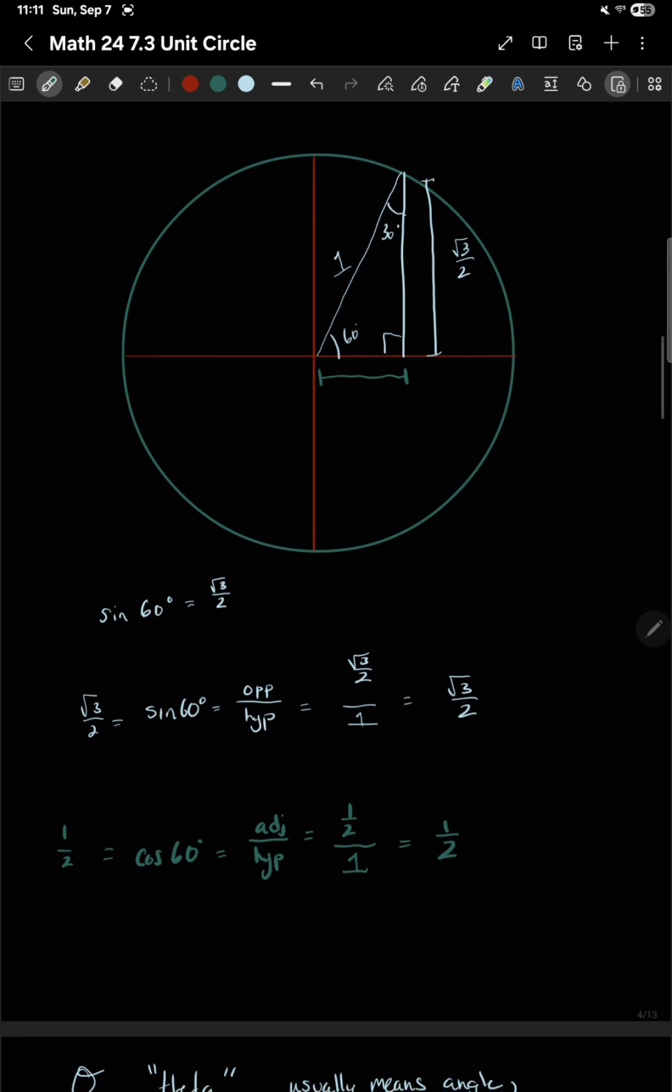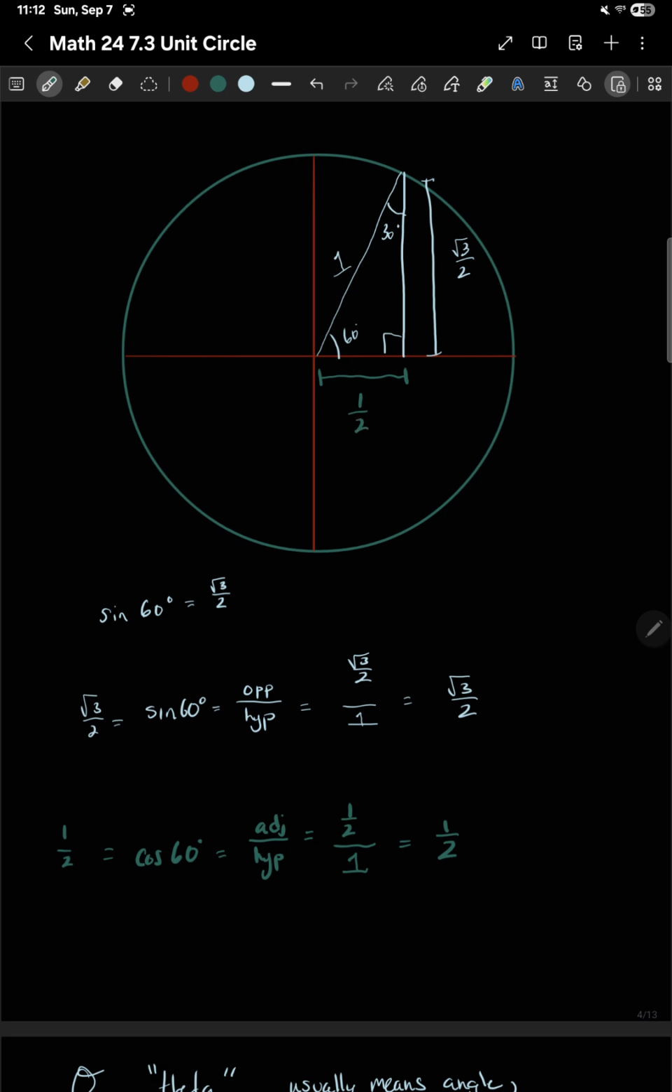You can clearly see that the base of the triangle here is shorter than the height of the triangle. So whatever this value is must be smaller. It can't be exactly square root of 3 over 2 because you can clearly see the triangle is a lot taller than it is wide. So this value is 1/2.